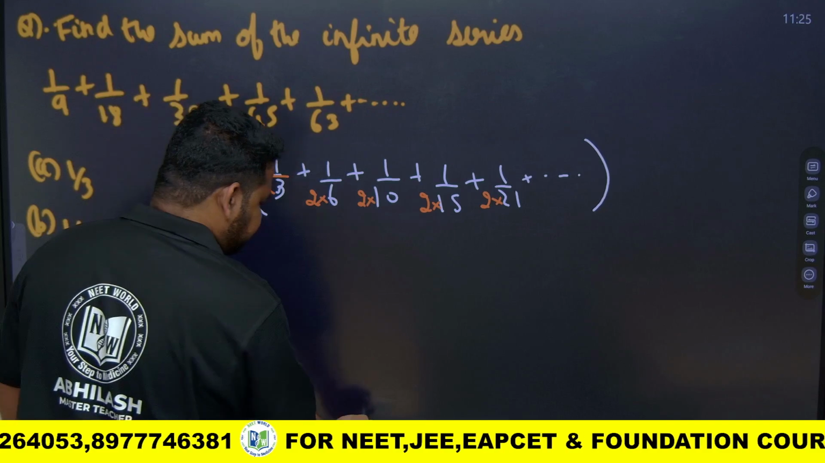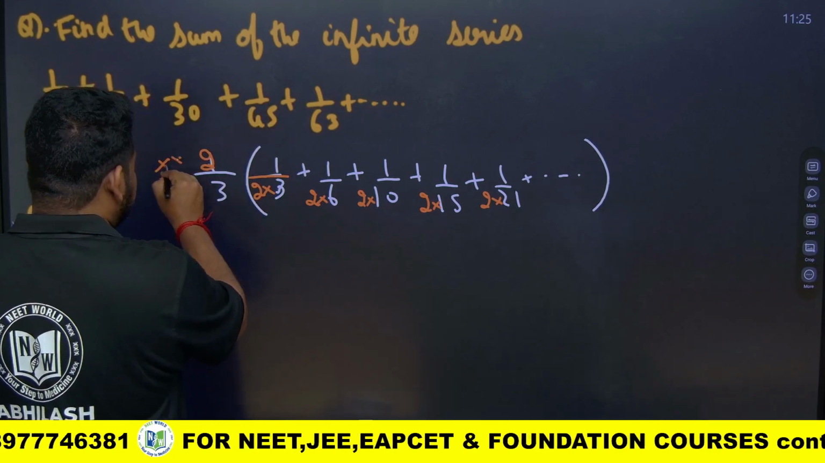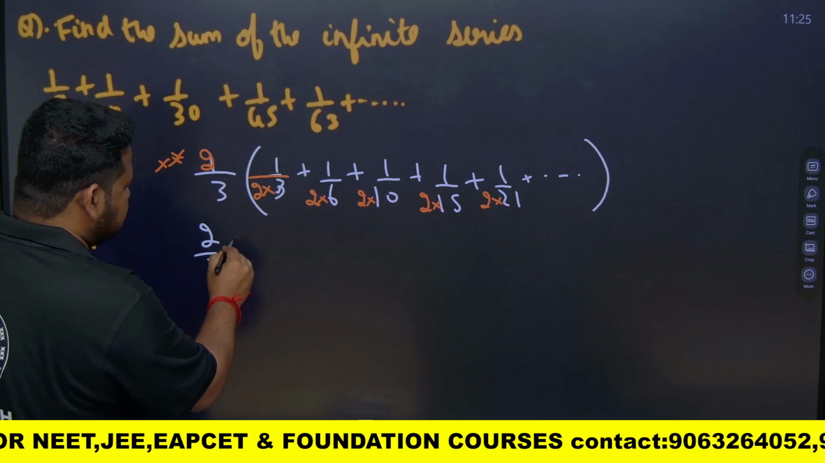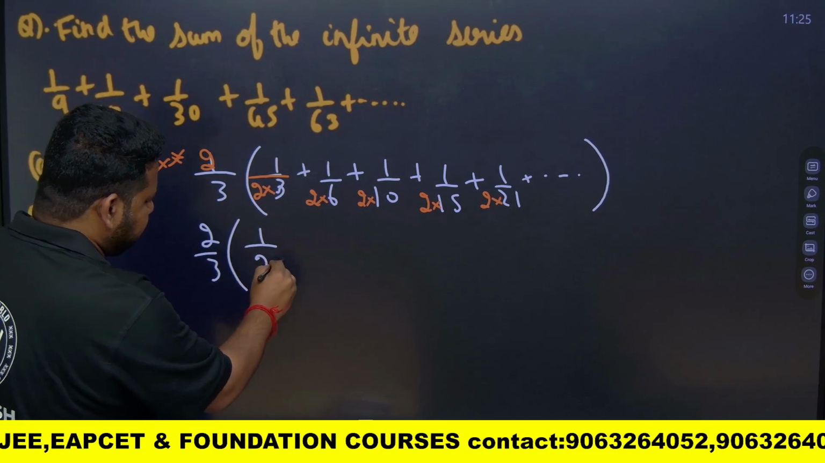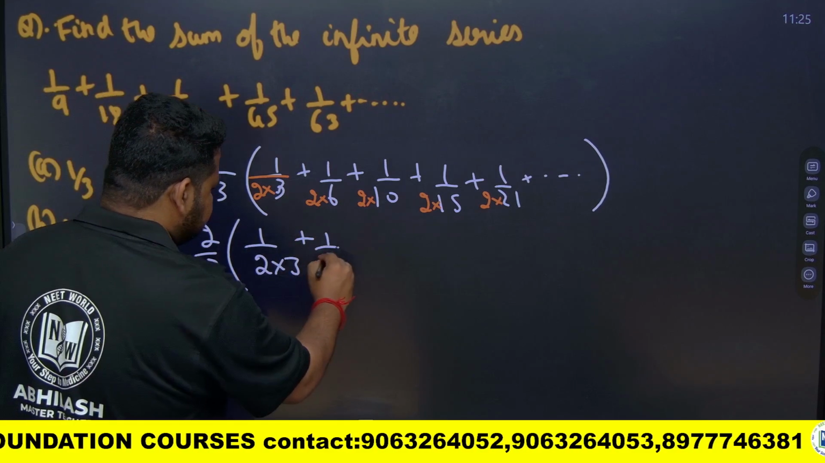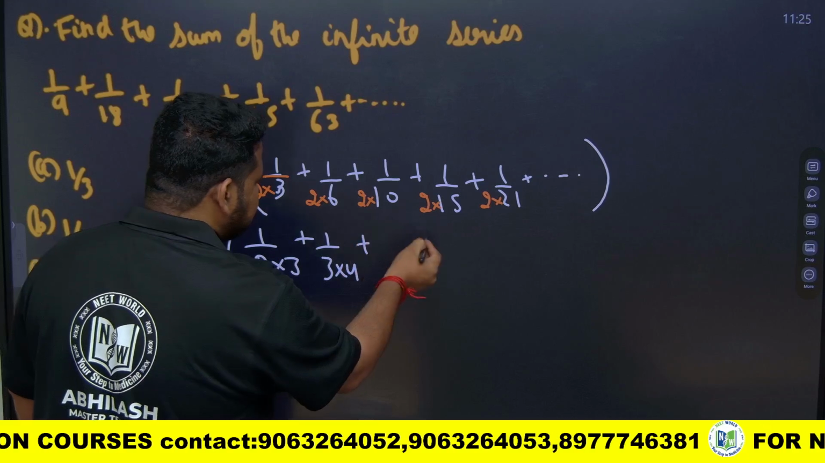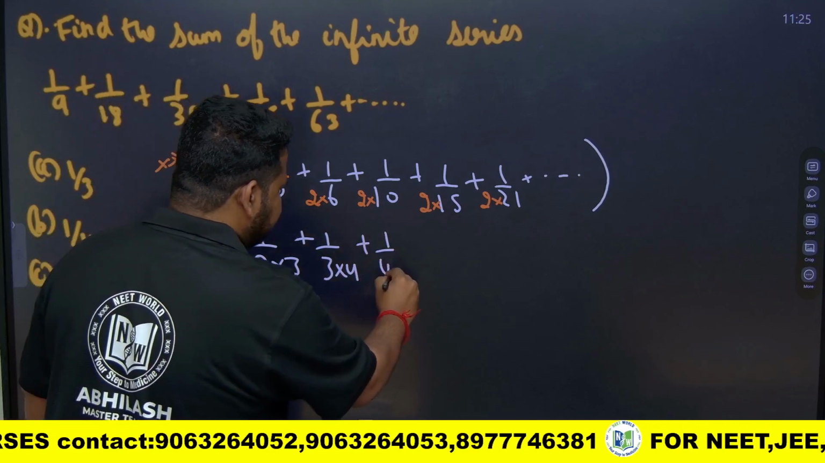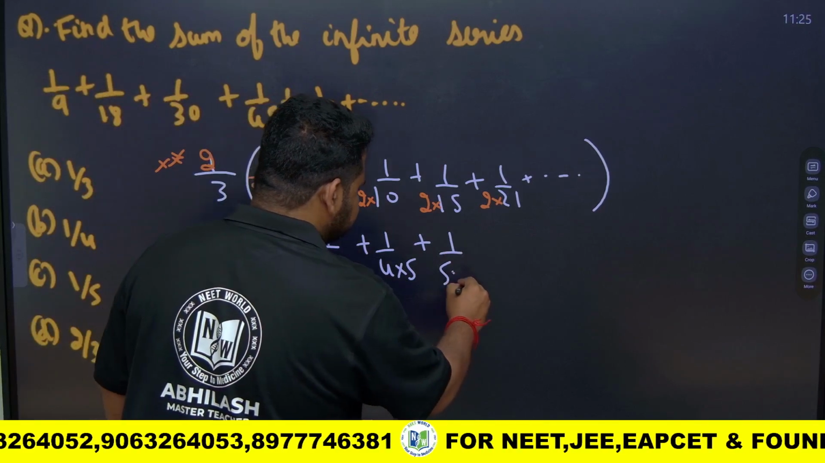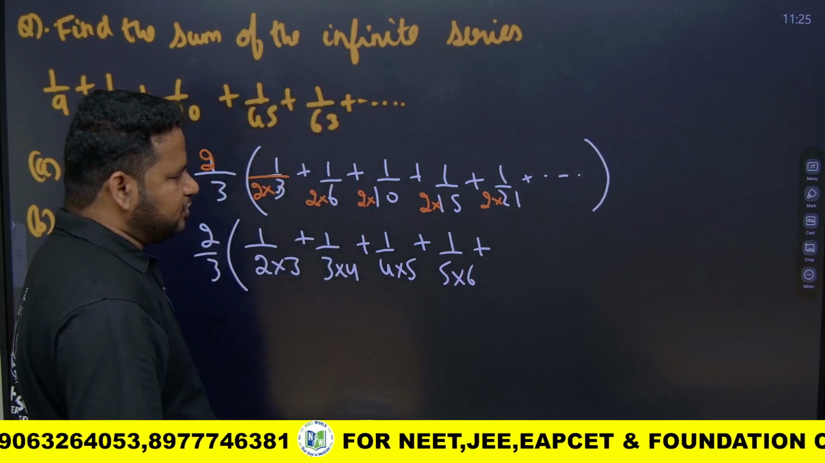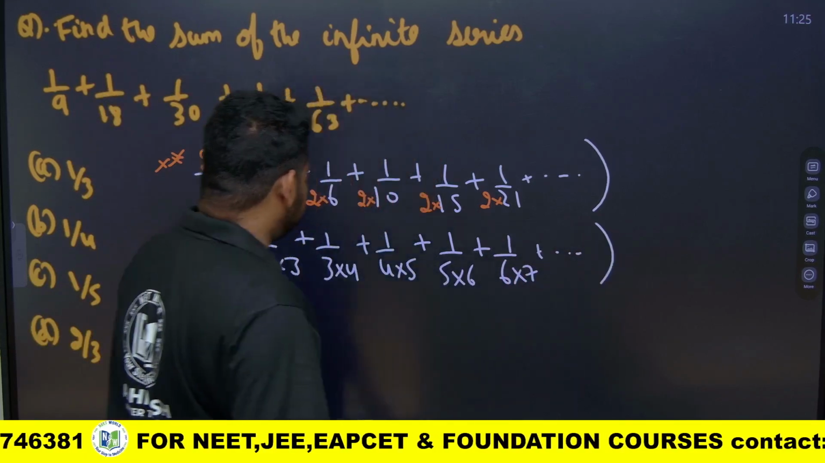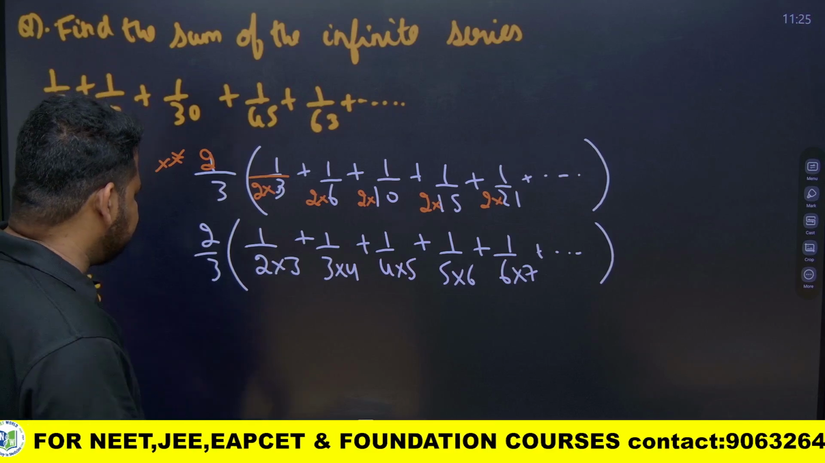Alright. Now what will I get? If I multiply by 2, this is my key step. Now you have to focus here. So 2/3 will be outside. This is 2 into 3, 2 sixes are 12, which can be written as 3 into 4. Similarly, 2 into 10 is 20, which can be written as 1/(4 into 5). 2 into 15 is 30, which can be written as 1/(5 into 6). 42 can be written as 1/(6 into 7), up to infinity.